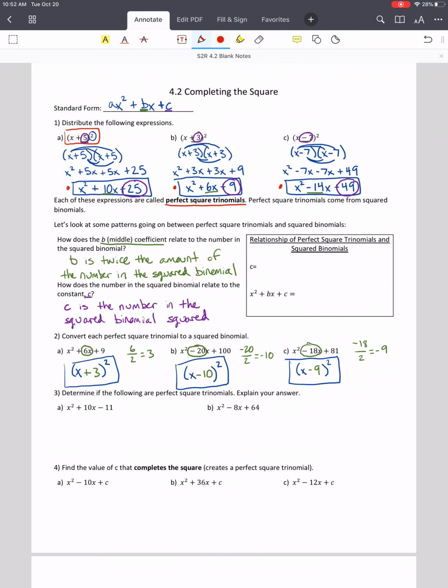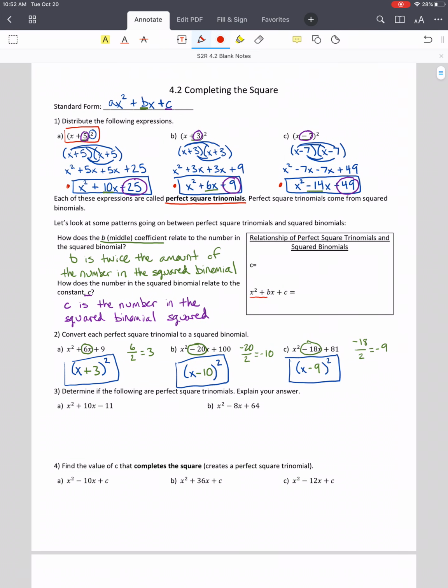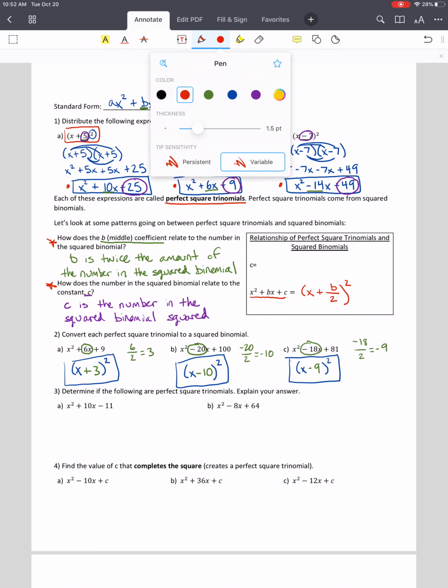our rule down here. We're going to assume that this x squared plus bx plus c is a perfect square trinomial, and the relationship that is going to happen, this is going to be x plus b divided by 2, all of that being squared. And that's that relationship. So number 3, determine if the following are perfect square trinomials. Well, we need to make sure if it's a perfect square trinomial that these two conditions that we just picked out are met. So 3a, x squared plus 10x minus 11.